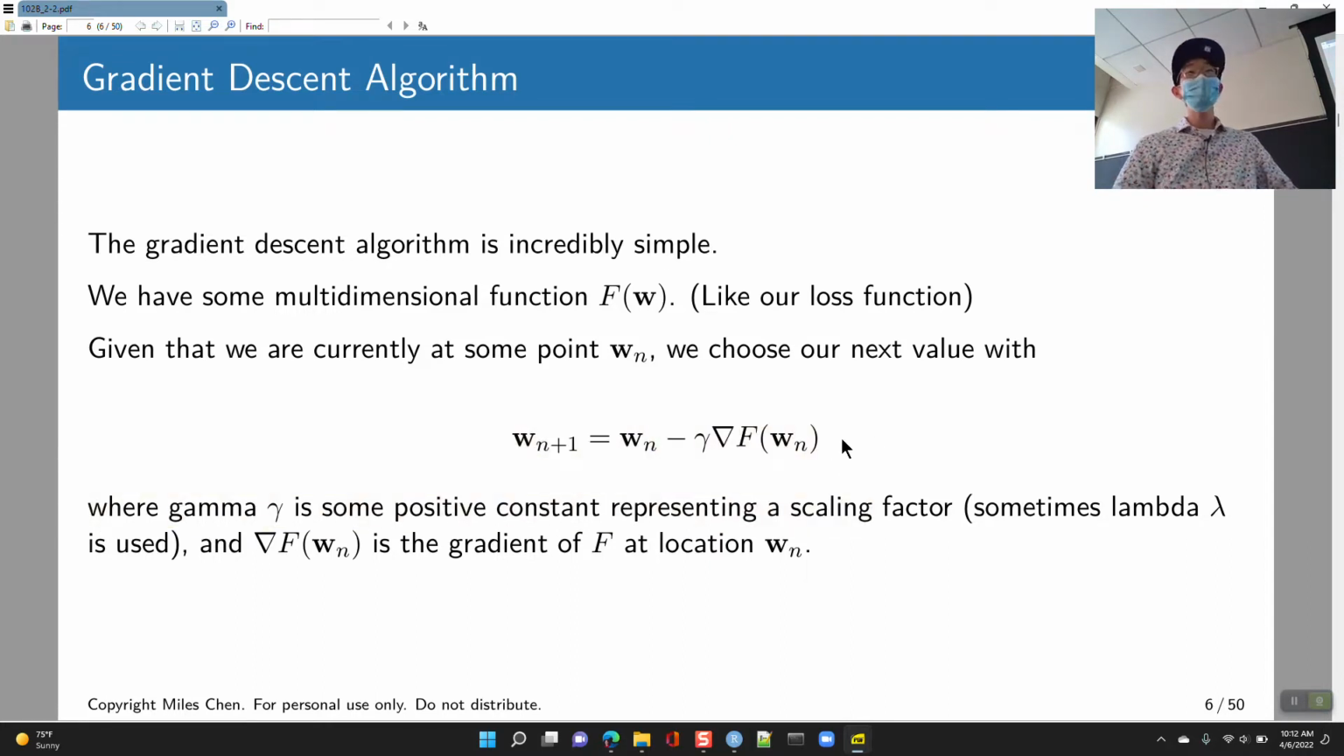And that's the entirety of the gradient descent algorithm. I think it'll make a little more sense once I give you some real numbers. We'll look at a real function and try this out.